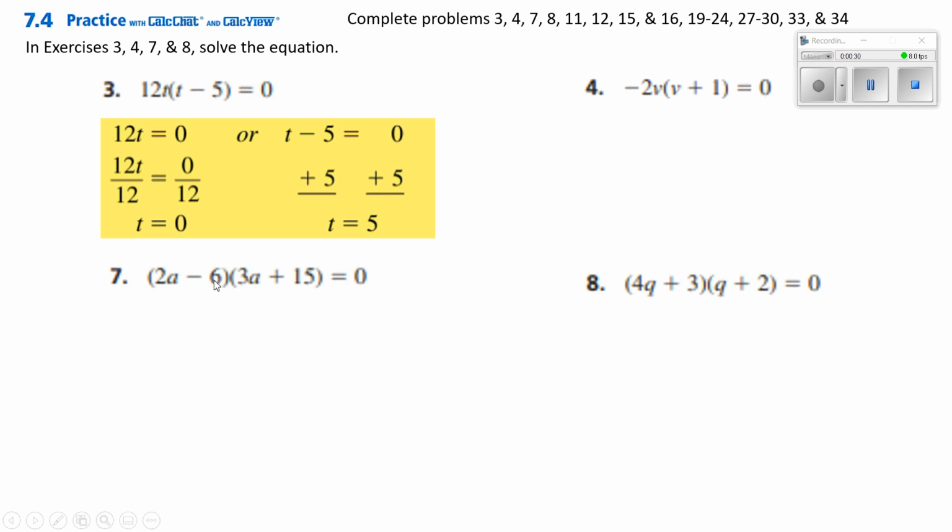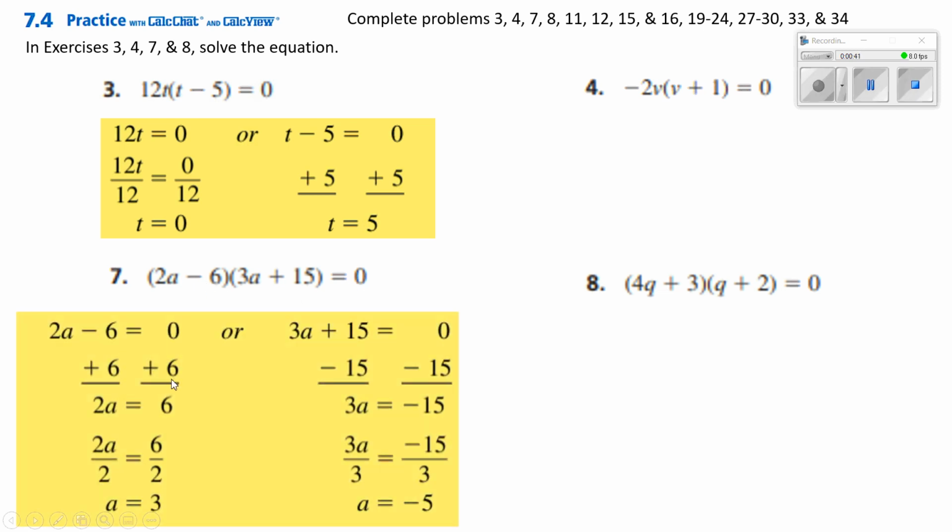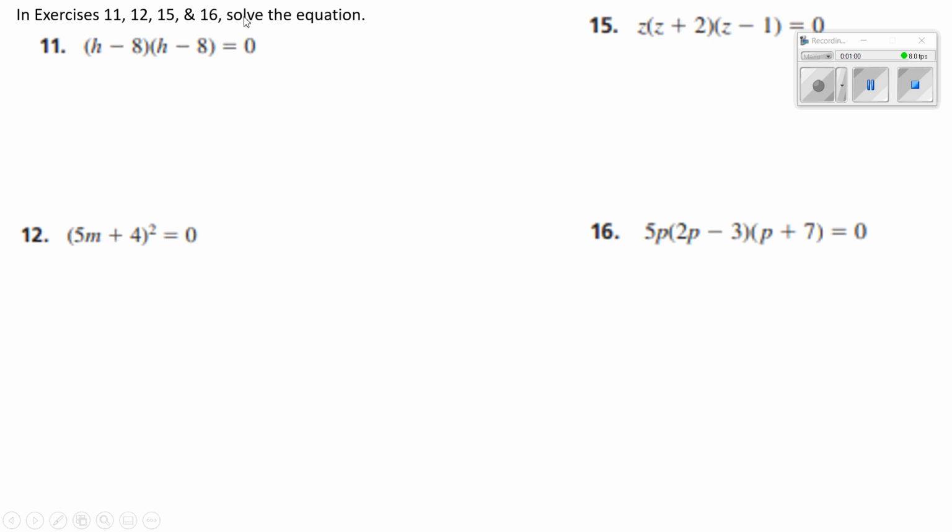I'm going to have to go ahead and take, this would be 2a minus 6 equals 0 and 3a plus 15 equals 0. When I bring the negative 6 to the opposite side, that's going to make it a positive 6. And then when I divide by 2, 6 divided by 2 will be 3. Over here, I'll have to take the positive 15, subtract 15 from both sides. That'll give me a negative 15 over here. Then I'll divide by 3 to isolate my variable, and negative 15 divided by 3 is negative 5. Number 8 is for you to do.